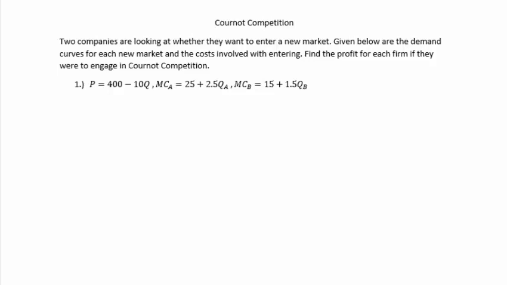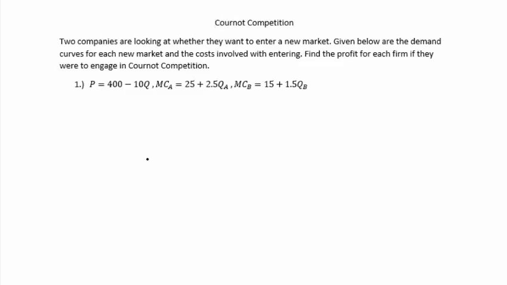So the functions they give us are a price function of 400 minus 10Q, a marginal cost of firm A that equals 25 plus 2.5 QA, and a marginal cost for firm B that equals 15 plus 1.5 QB. Now, Cournot competition is competition in an oligopoly that uses quantity instead of price to compete. So this is different than the previous videos of price competition.